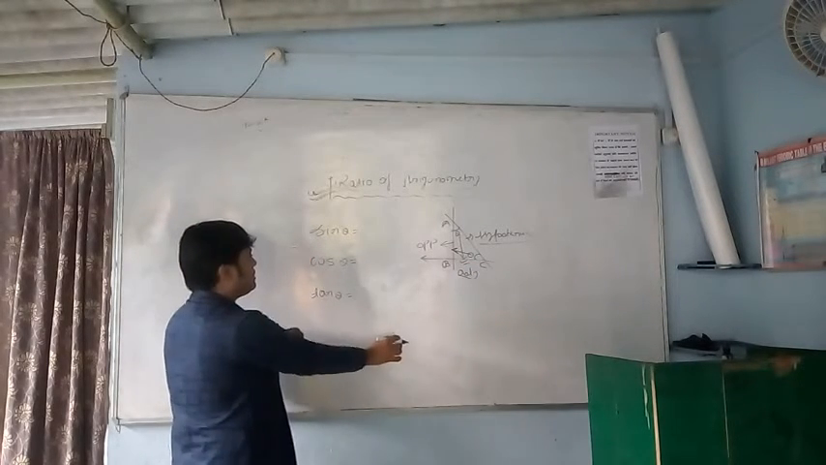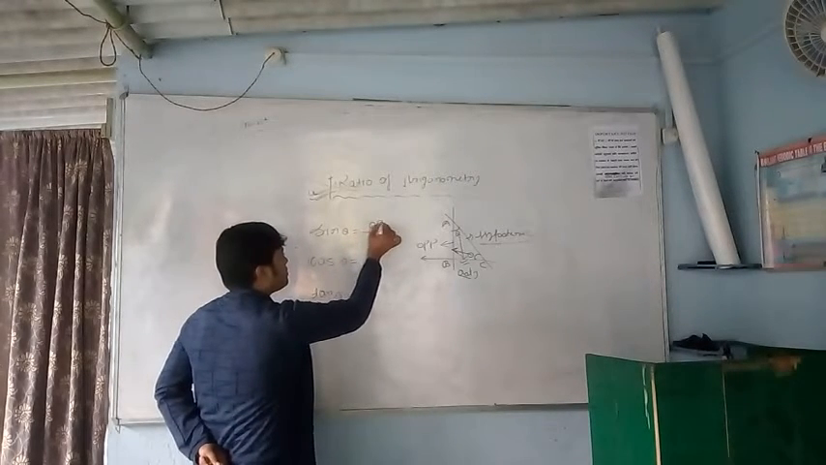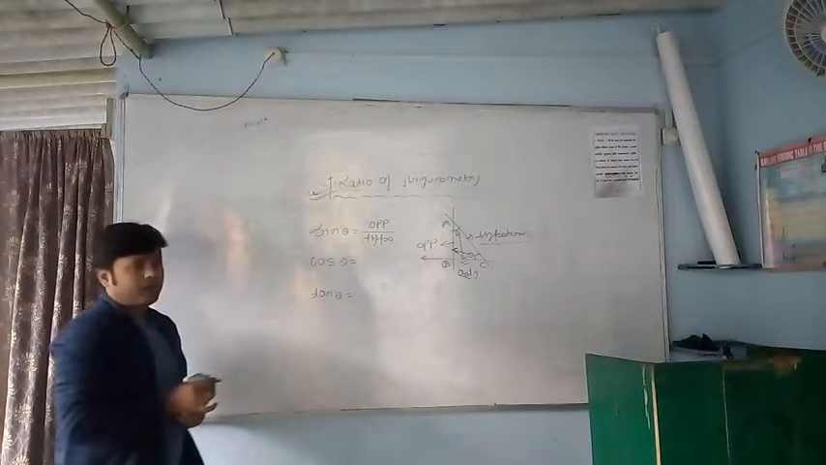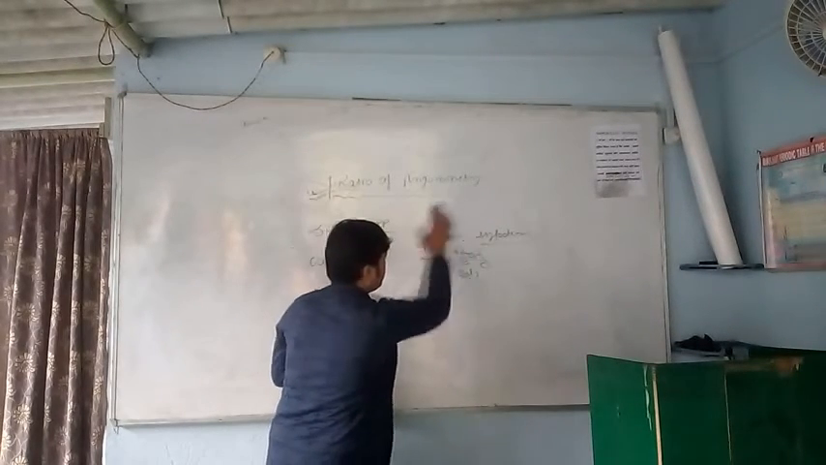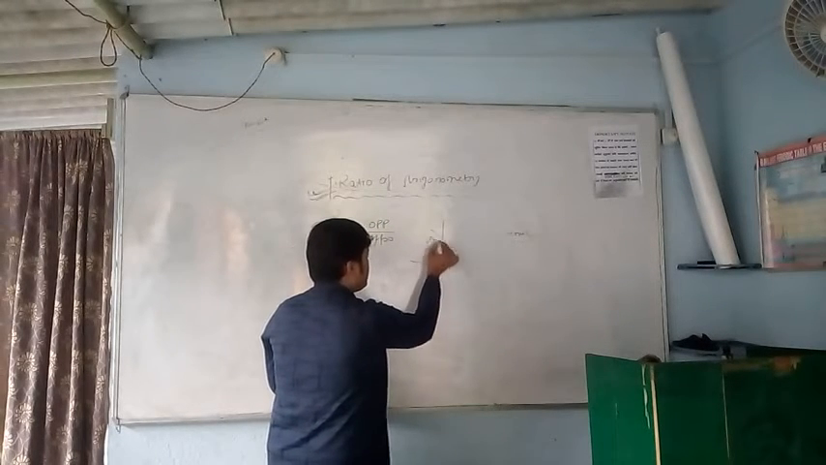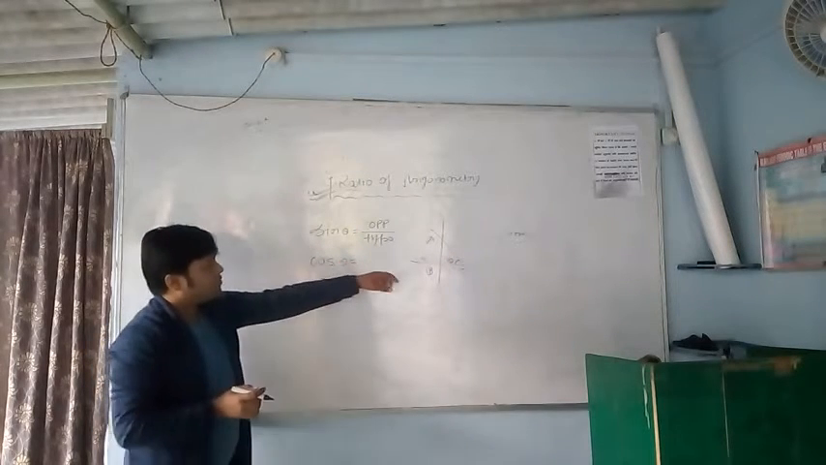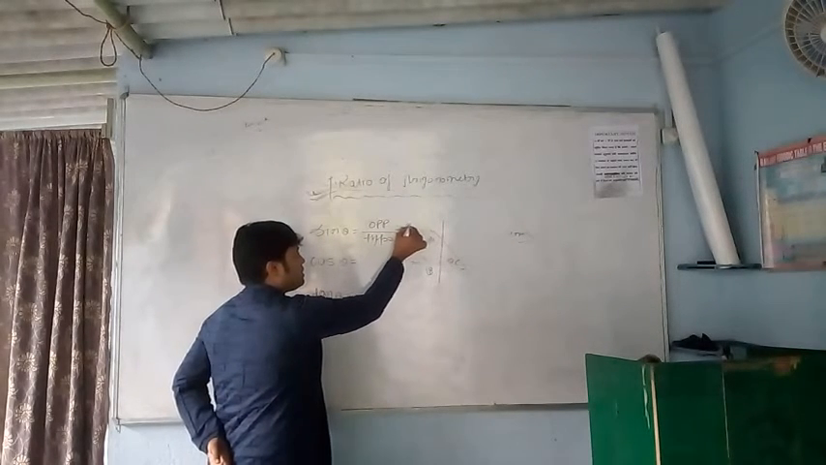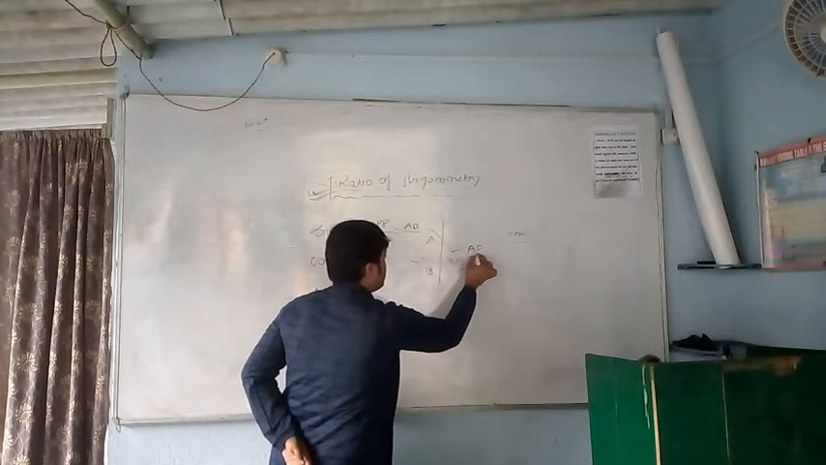So what is sin theta? Sin theta is opposite upon hypotenuse. Just a minute. If we draw the right angle triangle ABC again and put theta here, then what is opposite? AB is opposite. And what is the hypotenuse side? The hypotenuse is AC.